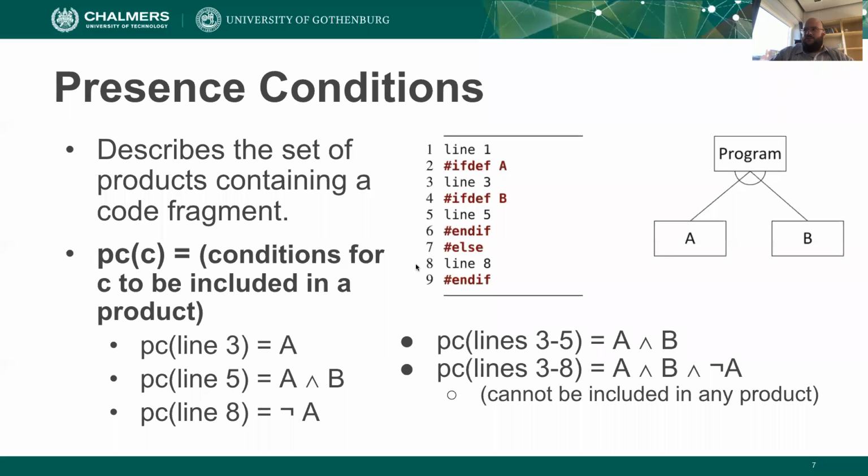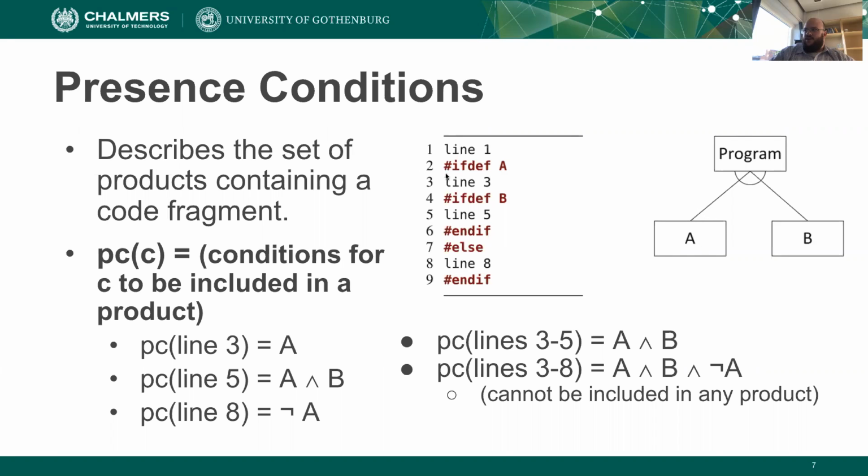What about line 8? To include line 8, there's actually a typo here. That should be not B, right? So for line 8 to be included, B has to not be included. It's the else on that. Oh, no, wait, hold on. Sorry, rereading my code here. Okay, no, sorry, it is not A. Line 8 here is the else on this ifdef, right? So this closes with this. Sorry about that.